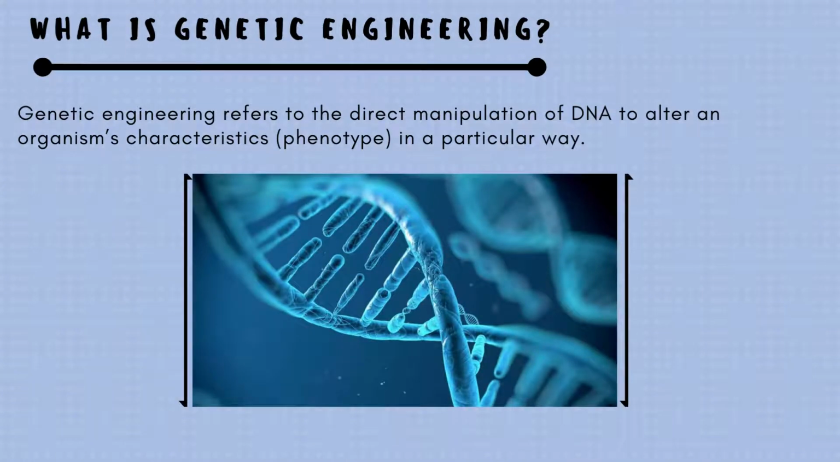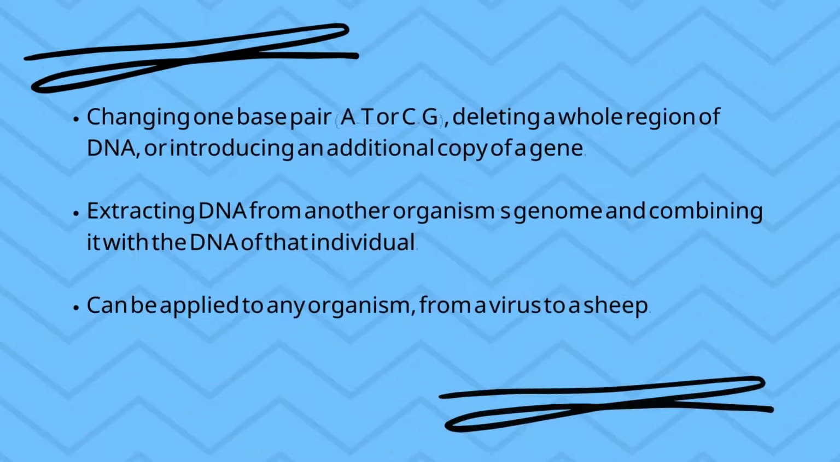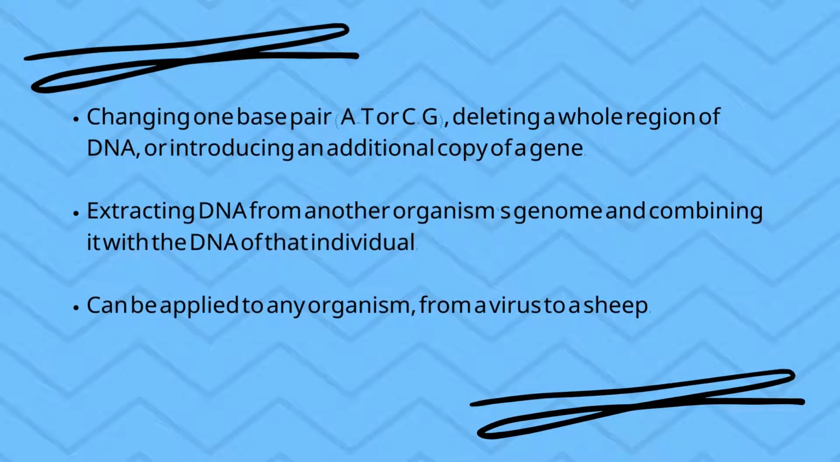What is genetic engineering? Genetic engineering refers to the direct manipulation of DNA to alter an organism's characteristics, phenotype, in a particular way. Genetic engineering, sometimes called genetic modification, is the process of altering the DNA in an organism's genome. This may mean changing one base pair, AT or CG, deleting a whole region of DNA, or introducing an additional copy of a gene. It may also mean extracting DNA from another organism's genome and combining it with the DNA of that individual. Genetic engineering is used by scientists to enhance or modify the characteristics of an individual organism.